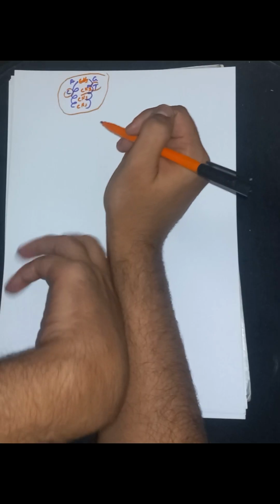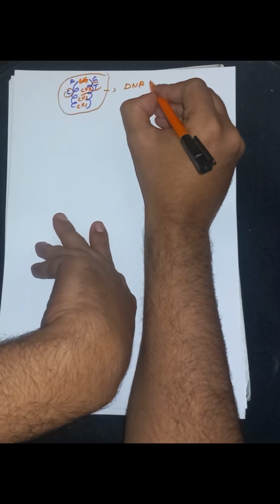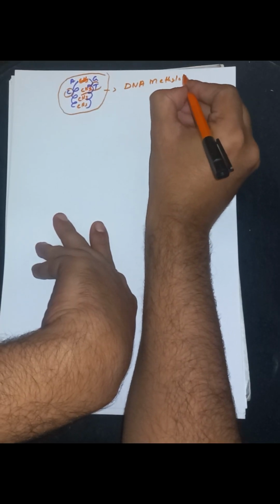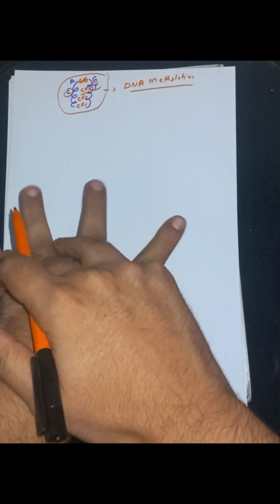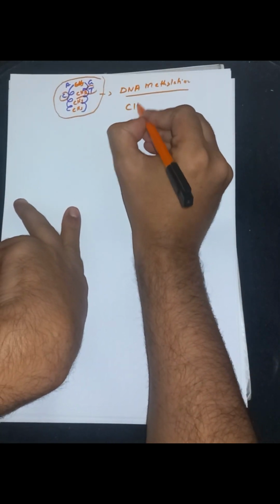This is how it is becoming condensed, and this process is called DNA methylation. This was the heading there in the USMLE book about DNA methylation. So what is the thing which is actually making that heterochromatin or that chromatin condensed? These methyl groups, this CH3, this is a methyl group. These methyl groups are the ones responsible for the condensation of the heterochromatin.